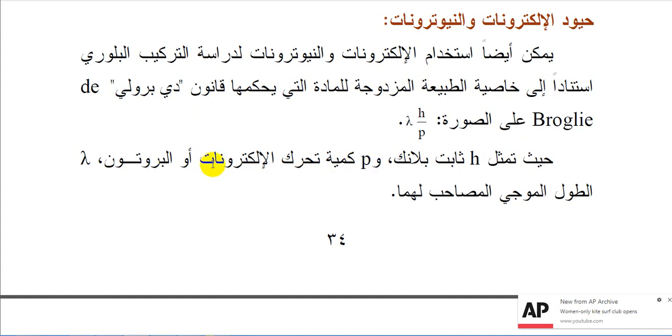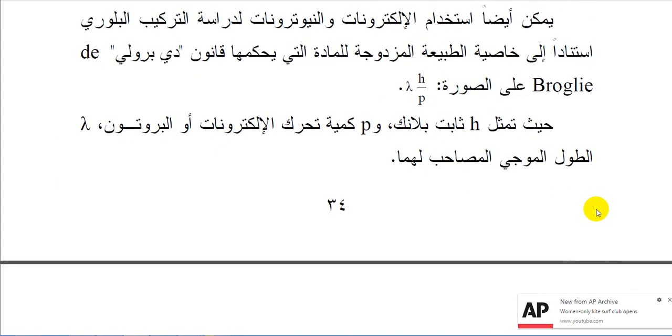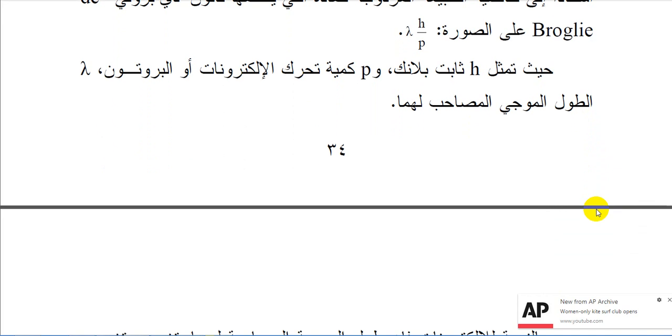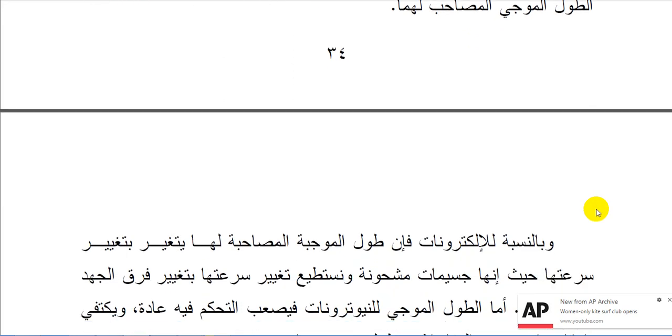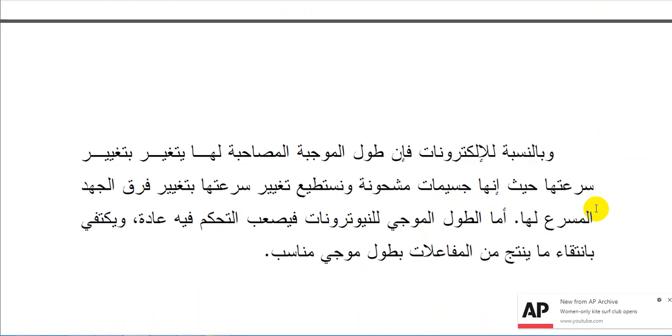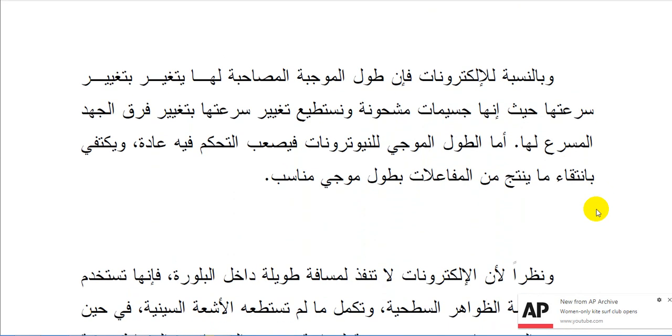P is the electron momentum, not the protons. Lambda is the accompanying or conjugated wavelength, conjugated for the diffraction of electrons and protons at the same time, or for the electron diffraction only.